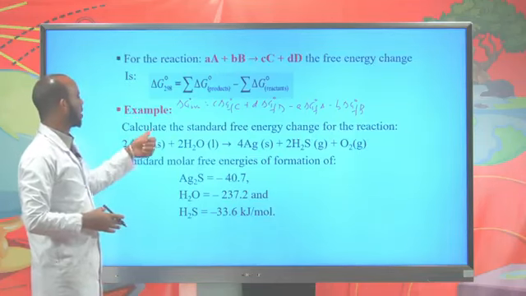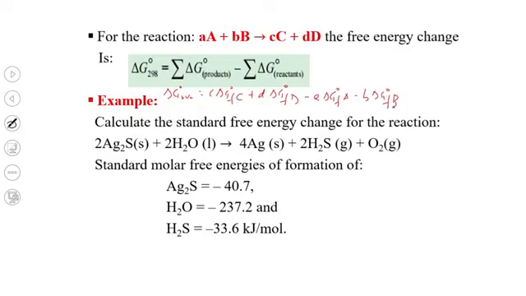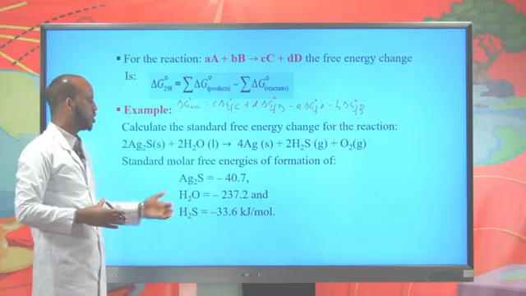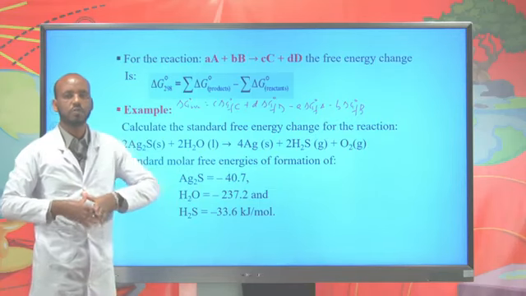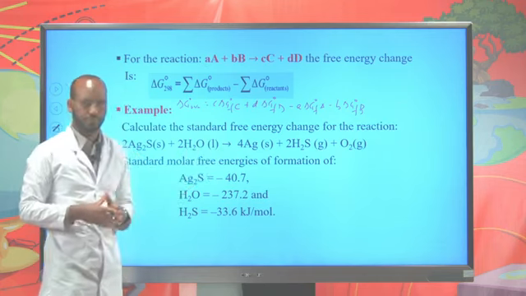For example, calculate the standard free energy change for the reaction silver sulfide plus water gives silver plus hydrogen sulfide plus oxygen. Standard molar free energies of formation: for silver sulfide, minus 40.7 kilojoule; for water, minus 237.2; and for hydrogen sulfide, minus 33.6 kilojoule per mole. You are asked to calculate the standard Gibbs free energy change for this reaction.